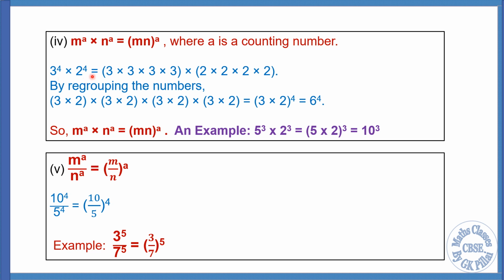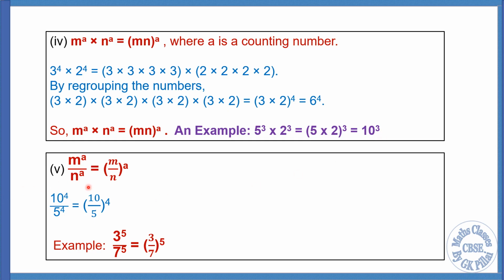3 to the power of 4 into 2 to the power of 4 will be 3 written 4 times and 2 written 4 times again. If you regroup them, 3 into 2, 3 into 2, 3 into 2, 4 times we can write. So that will be 3 into 2 raised to the power of 4, or 6 raised to the power of 4. So ultimately m raised to the power of a into n raised to the power of a will be mn raised to the power of a. Here is an example. 5 raised to the power of 3 into 2 to the power of 3 will be 5 into 2 raised to the power of 3, 10 raised to the power of 3.